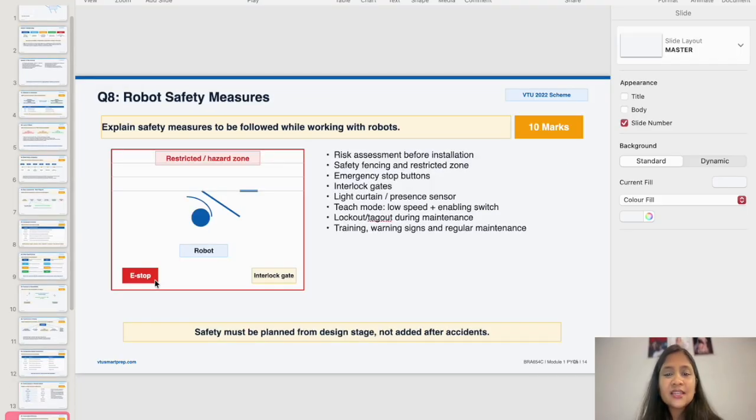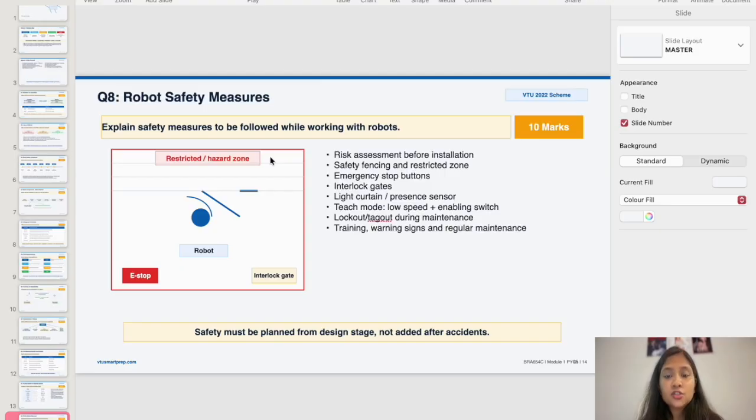Next we have robot safety measures. Now let us discuss robot safety measures. Before installing a robot, risk assessment must be done. A robot working area should have fencing or a restricted zone, where an emergency stop button should be provided near the robot cell. Interlock gates should be used so that the robot stops when the gate opens. Light curtains or presence sensors can detect if a person enters a danger zone.